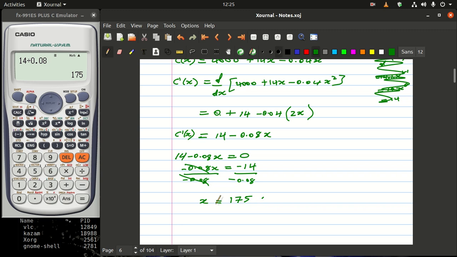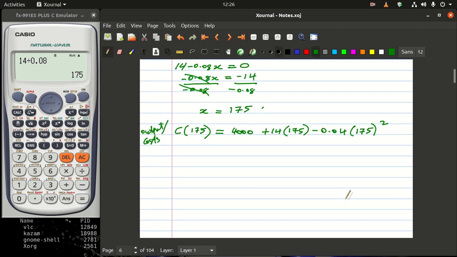So I have 175 what? Apartments. If I have 175 apartments, what will be the cost for that? This one here is the output, or these are the costs. So I'm going to plug 175 into the original function: 4,000 plus 14 times 175, and then minus 0.04 times 175 squared.